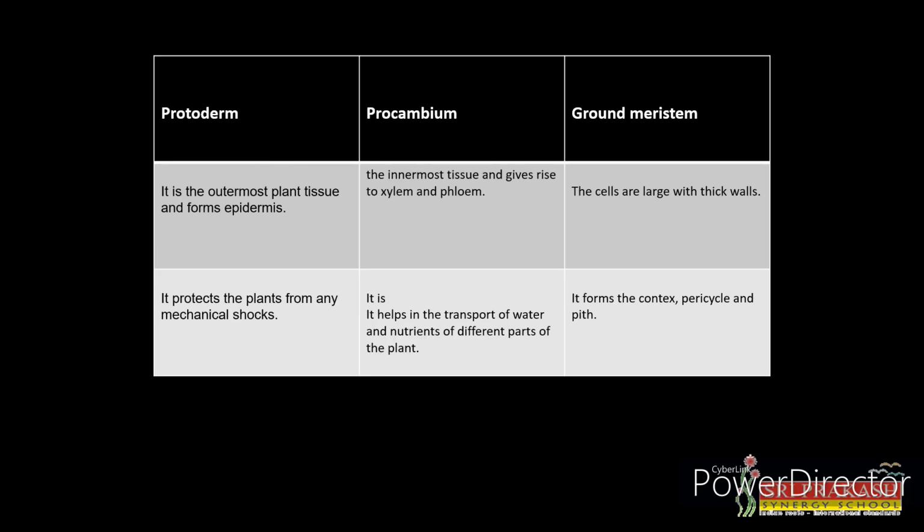Protoderm. It is the outermost plant tissue and forms epidermis. It protects the plants from any mechanical shocks. Procambium. The innermost tissue, it gives rise to xylem and phloem. It helps in the transport of water and nutrients to the different parts of the plant. Ground meristem. The cells are large with thick walls. It forms the cortex, pericycle and pith. These are helpful in apical meristem.